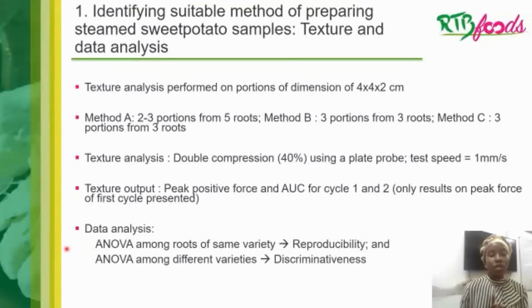The second thing we're looking at is discriminativeness. So is this method able to help us tell the difference between two genotypes that are different? And in this case, we were doing ANOVA on the means of the different varieties. And here we're looking for a significant difference between those means.